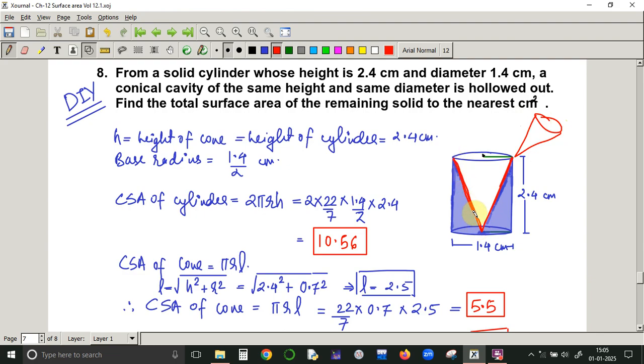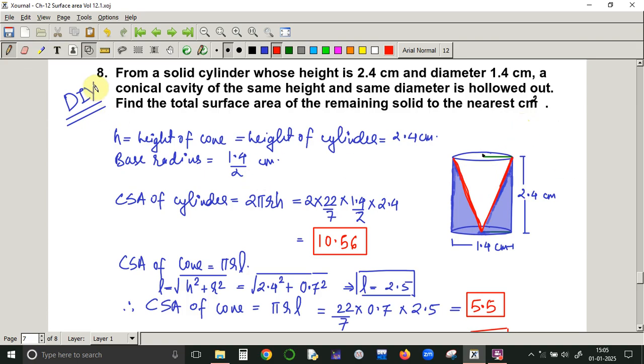What is this surface in 3D visualization? This is a conical cavity. This is the curved surface area of the cone. So what I'm saying is, what is subtracted? Volume is subtracted, but surface has been added. Surface has been added.